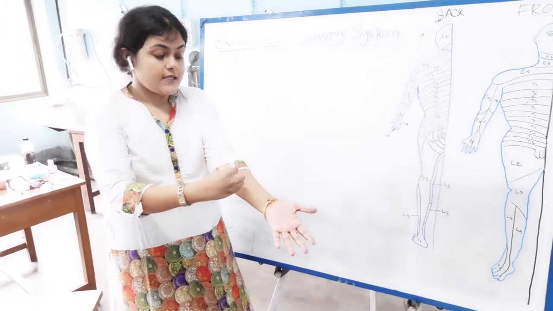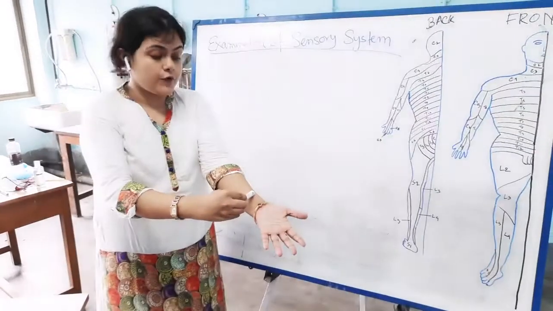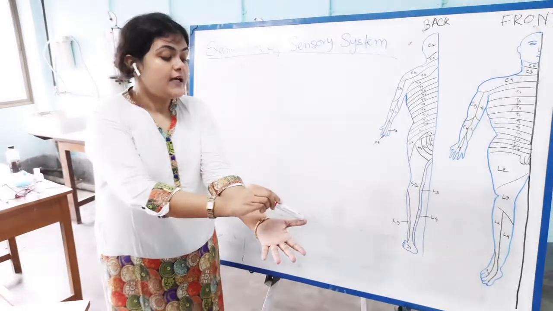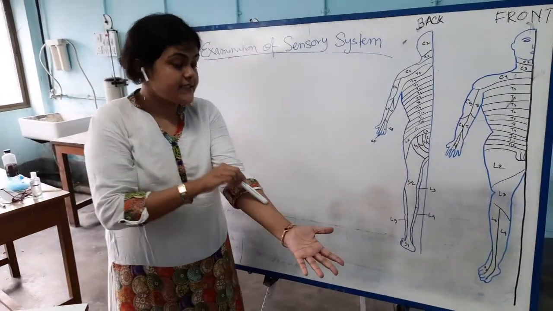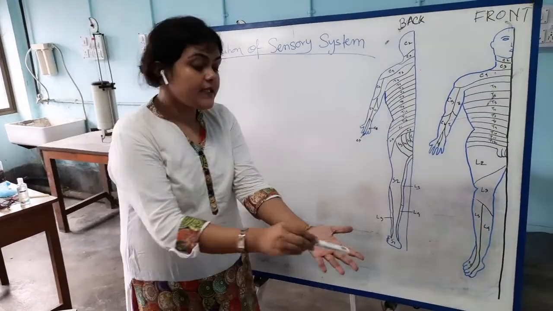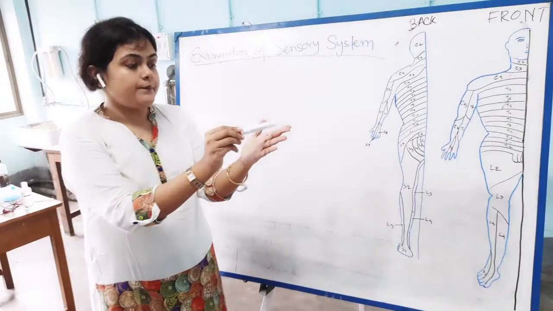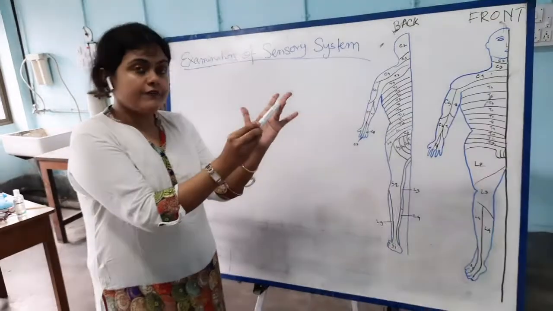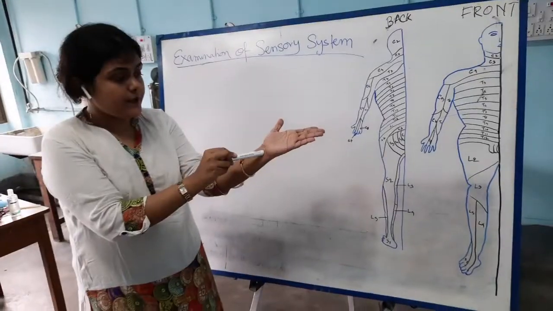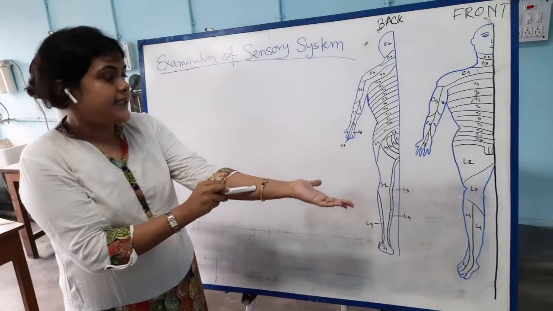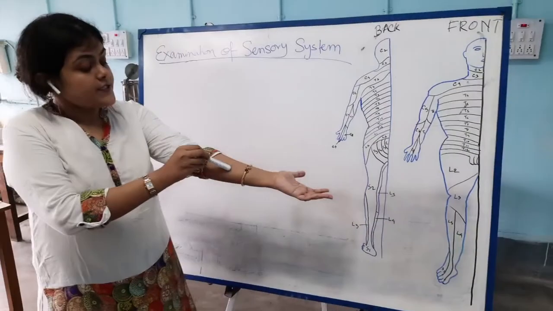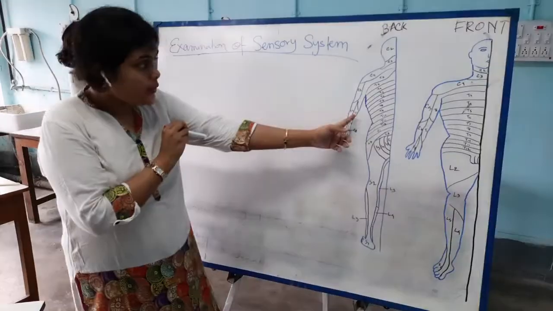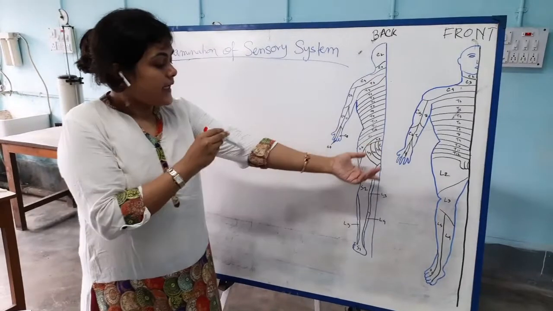Then comes C6. Lateral part of the forearm, index finger and thumb. This part is supplied by C6. Then comes the longest finger, that is the middle finger. Middle finger and adjoining skin. This part is supplied by C7. Now ring finger, little finger, adjoining part of our palm and medial part, that is supplied by C8. Rest of the part of the forearm and medial part of the arm, that is supplied by T1. Okay? And then comes T2.